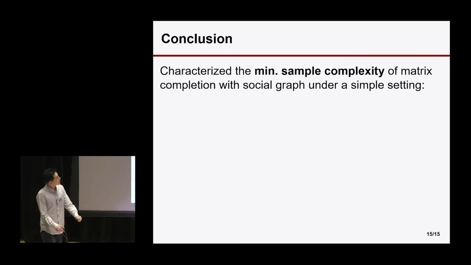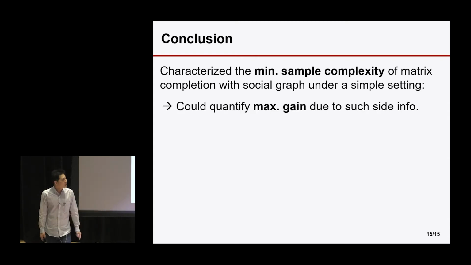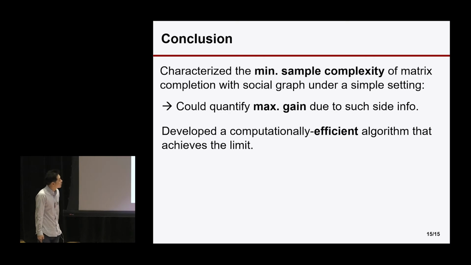Okay, now let me conclude. In this work, we could characterize the minimal sample complexity of a matrix completion problem with social graph information under a simple setting. And from this, we could characterize the maximal gain due to side information. And we could also develop a computationally efficient algorithm that can achieve the limit.